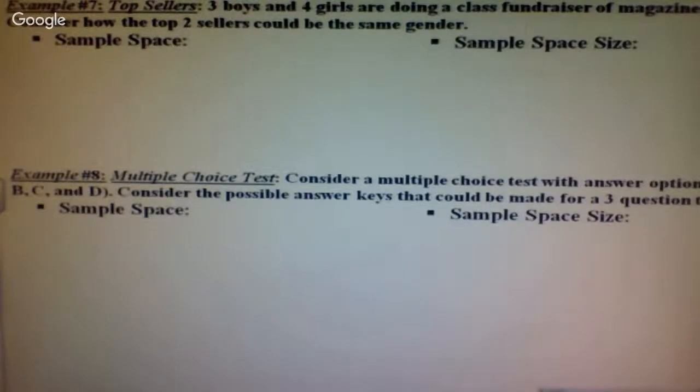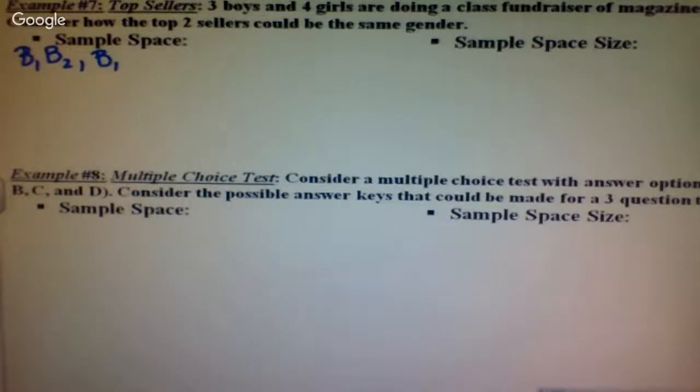All right, example 7. We've got top sellers. We've got 3 boys and 4 girls doing a class fundraiser of magazines. Consider how the top 2 sellers could be the same gender. So we need to do boys and girls separately. We need 2 boys grouped together, so something like boy 1 and boy 2, top seller and second place.